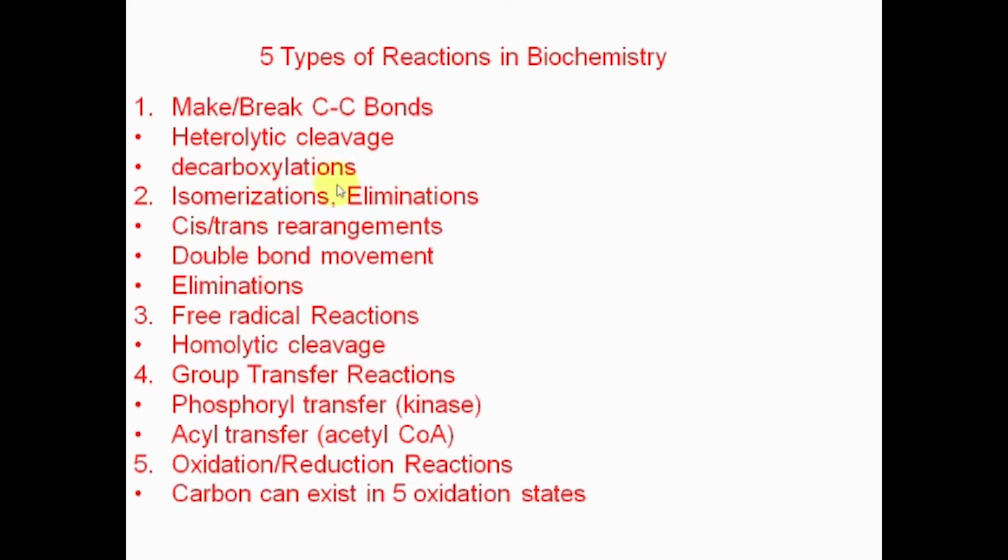And you can have cis-trans arrangements. You can have double bond movements and eliminations. Third type are free radical reactions, and those are shown with a homolytic arrow, and so you're going to have one electron. Group transfer reactions, so you can transfer a phosphate group, and if you were to do that, the enzyme would be called a kinase, and more specifically it would be of the category of transferase.